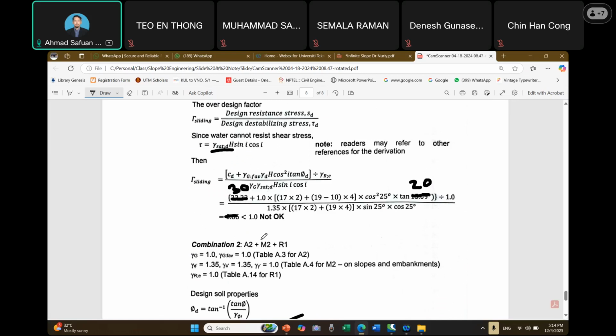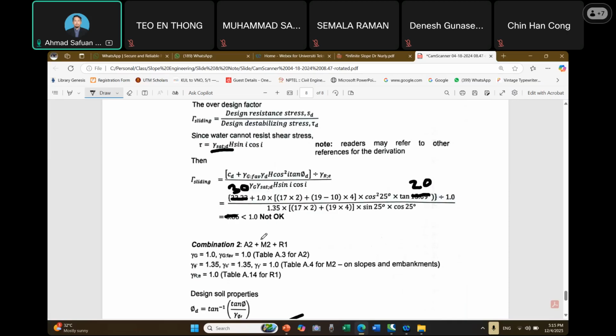So what is the new value for the over design factor for this example? 30 plus 1, times 17 times 2 plus 9 times 4, cos 25, cos 25, tangent 20. So the value is 50.92.